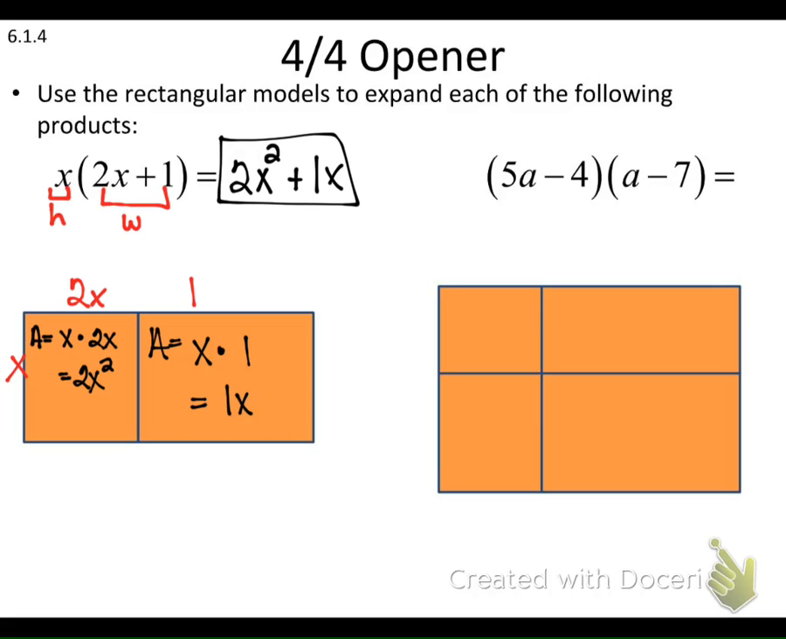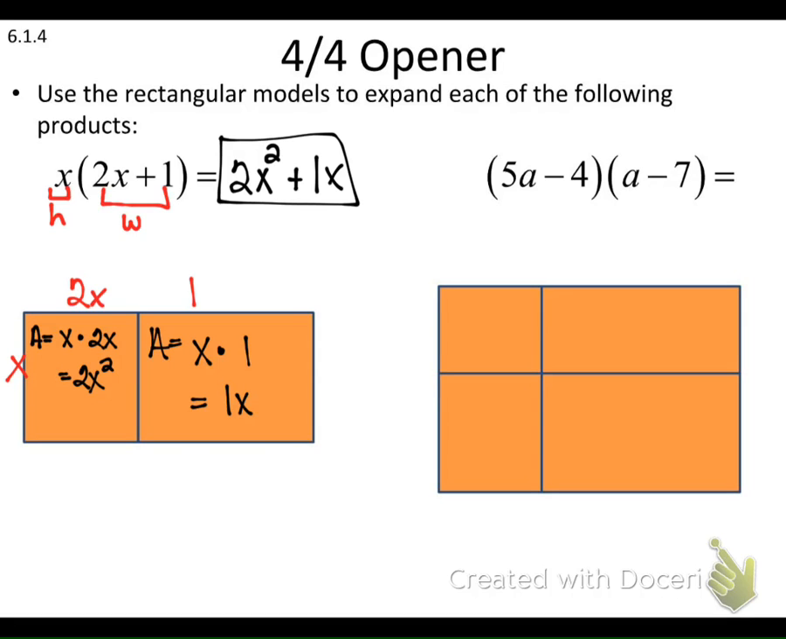So on your quiz tomorrow, you're going to get a point for labeling your area model. Okay? So you'll get a point for having the correct height, a point for having the correct width. You'll have a point in each section for showing area equals height times width, and then you'll have a point for having the area. Then you'll get a point for having the correct answer and your answer boxed. So that's how your quiz is going to be graded for tomorrow.